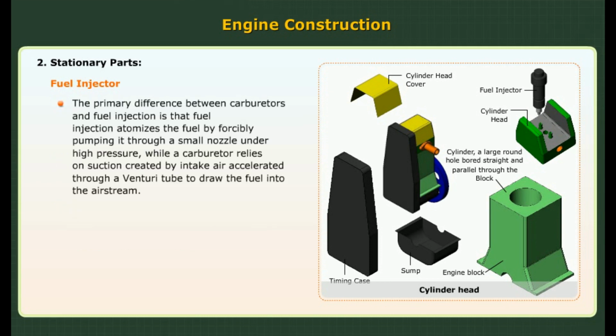The primary difference between carburetors and fuel injection is that fuel injection atomizes the fuel by forcibly pumping it through a small nozzle under high pressure, while a carburetor relies on suction created by intake air accelerated through a venturi tube to draw the fuel into the airstream.